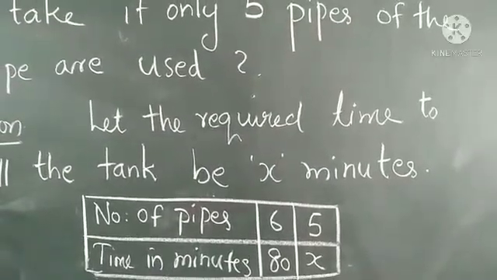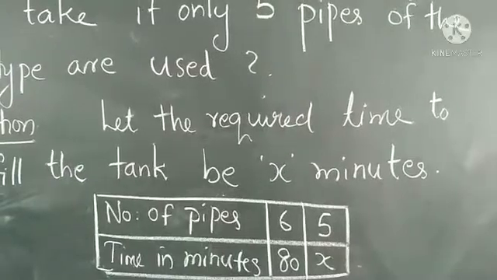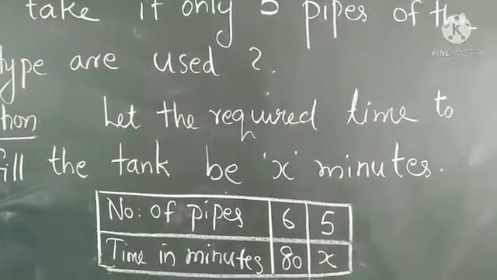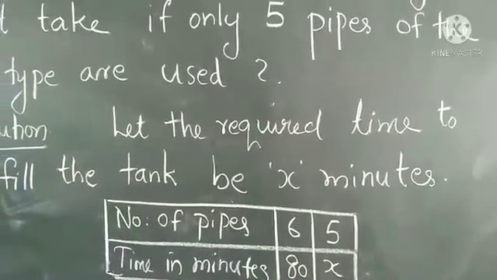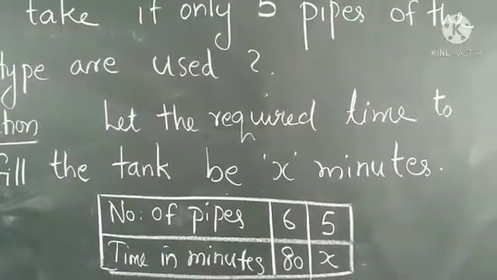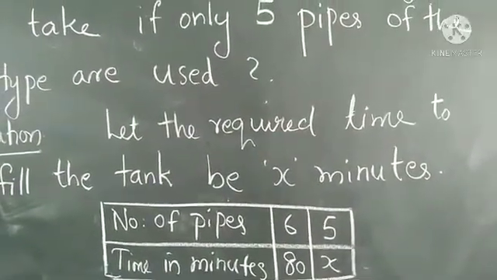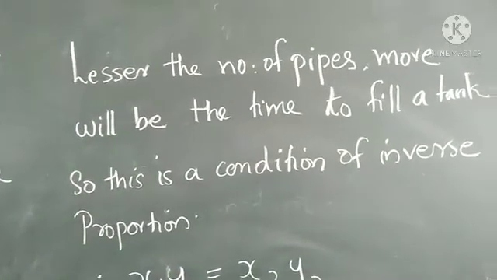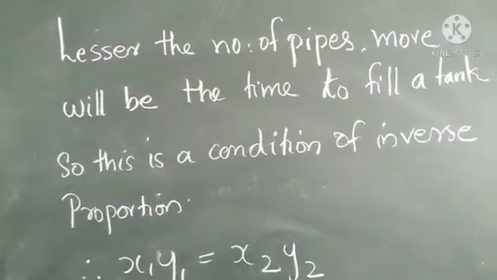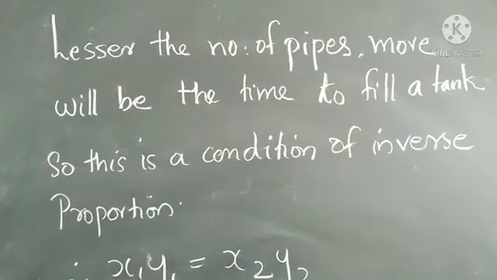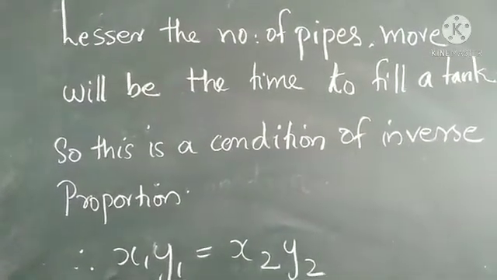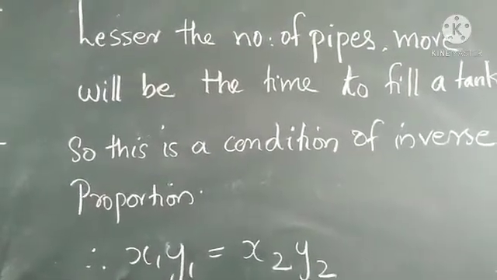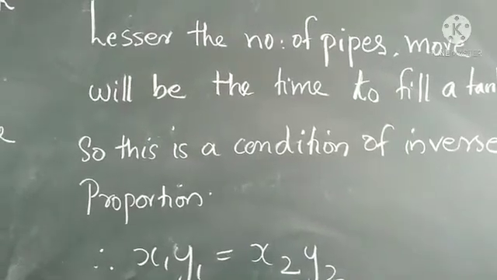So obviously it is a condition of inverse proportion. Why? We know that when the number of pipes increases, the time will decrease. So we can write: lesser the number of pipes, more will be the time to fill a tank. So this is a condition of inverse proportion. So we can write the condition for inverse proportion. What is the condition? Product of the quantities will be a constant. Product means product of x1 and y1. How will you write?